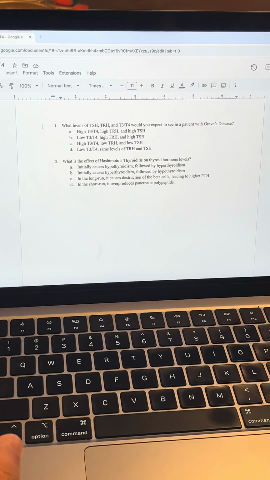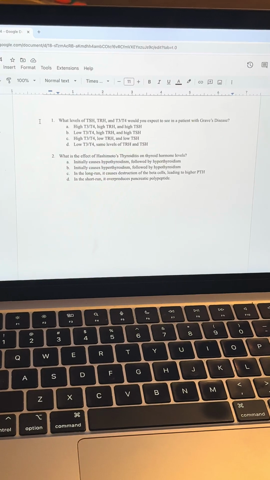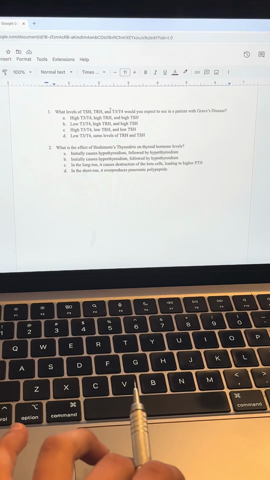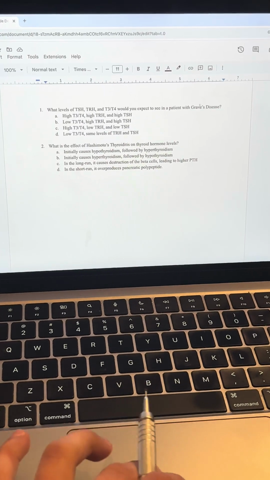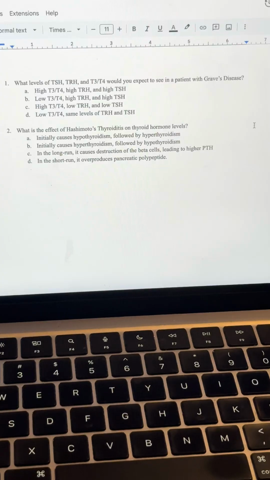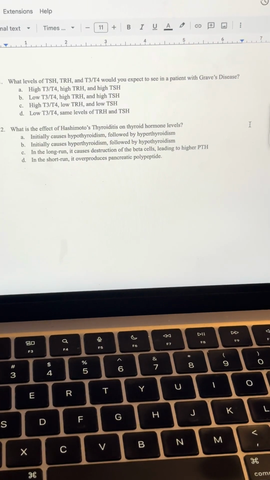Okay, so here are two questions that students often get when it comes to thyroid hormone. The first one's going to be, what levels of TSH, TRH, and T3 and T4 would you expect to see in a patient with Graves' disease? Now, Graves' disease is basically going to be when there is overstimulation of TSH receptors.